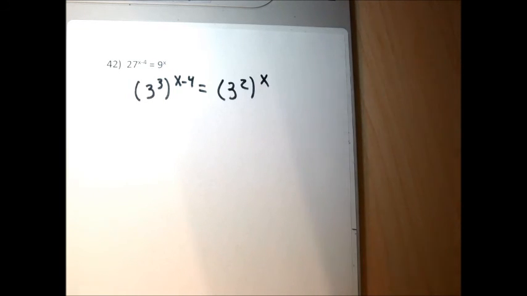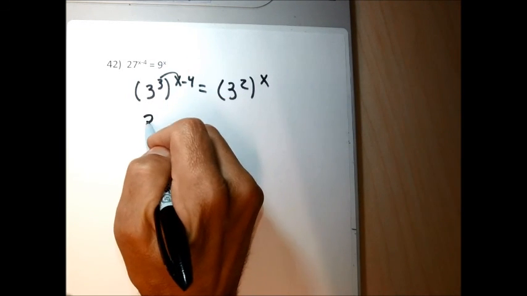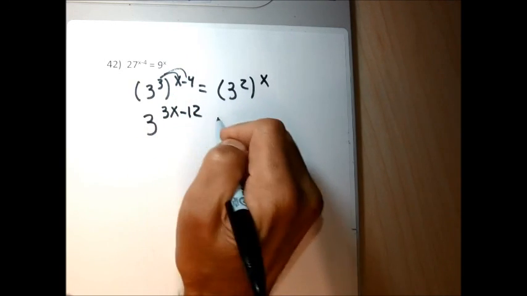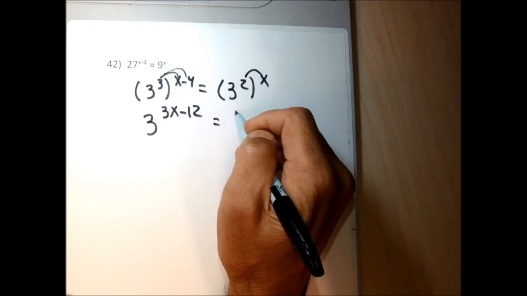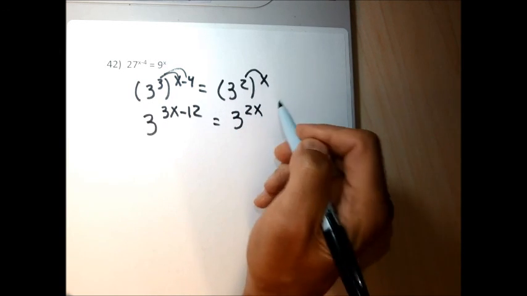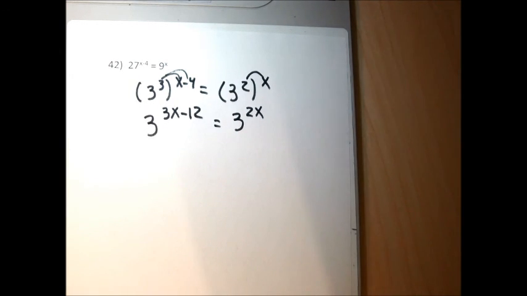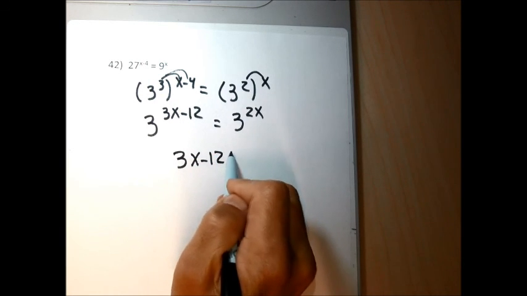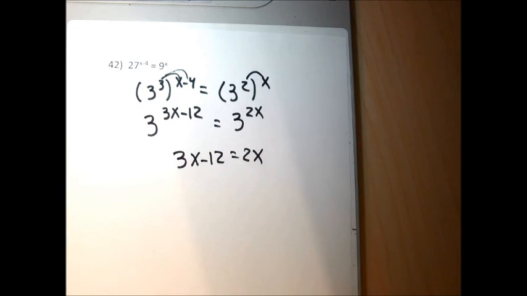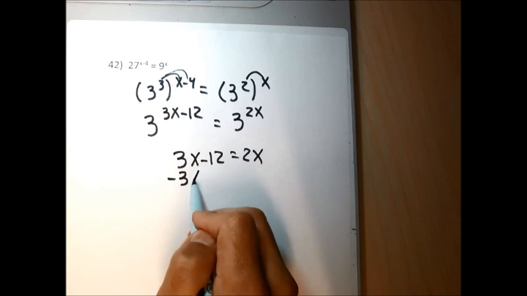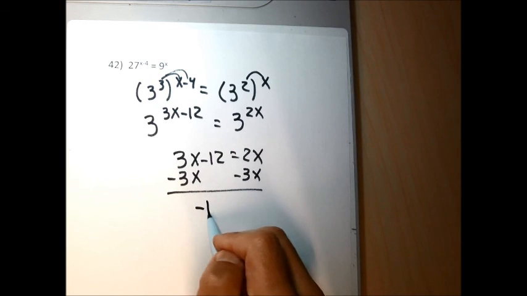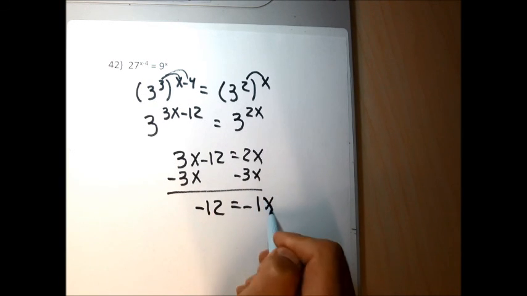Now I'm going to multiply the exponent on the left side by 3. I'm going to go 3 to the 3 times x and 3 times minus 4. And on the right side, I'm going to clear the parentheses by multiplying the 2 and the x. So now I have 3 to the 3x minus 12 equals 3 to the 2x. Both sides have the same base, so now I can drop the bases and set the exponents equal to each other. There's no squares, so I get the letters on one side, the numbers on the other. I'm going to minus 3x from both sides. This gives me minus 12 equals to minus 1x.